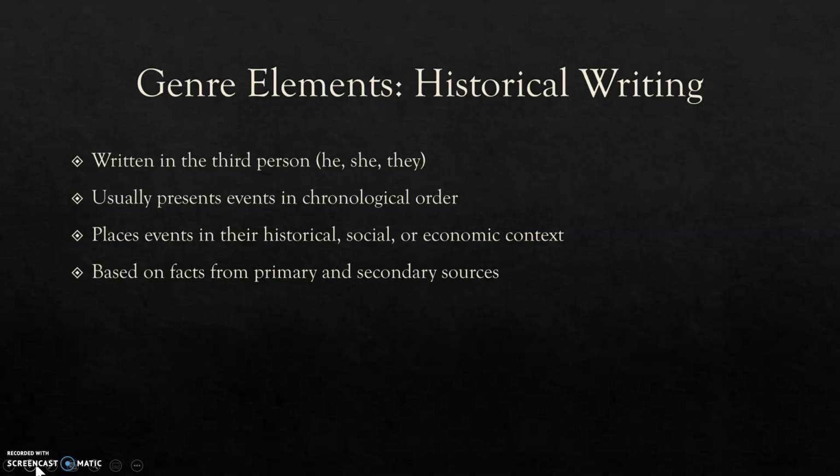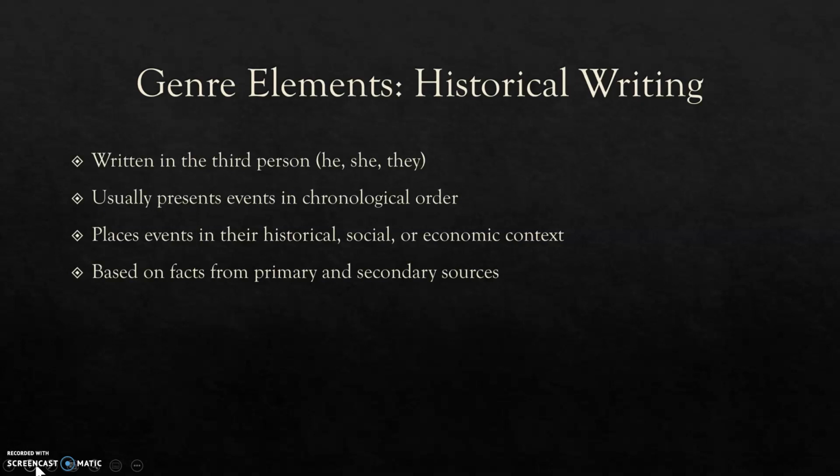Genre elements of historical writing. It's normally written in third person, he, she, they. Usually presents events in chronological order, places events in their historical, social, or economic context, meaning like in history. Social would be like, think culture, and economic is, obviously, anything to do with money.